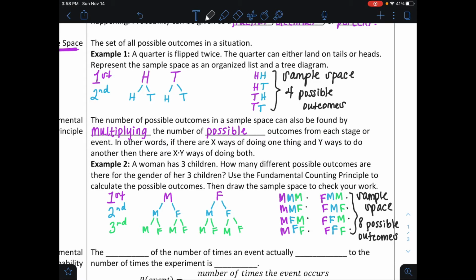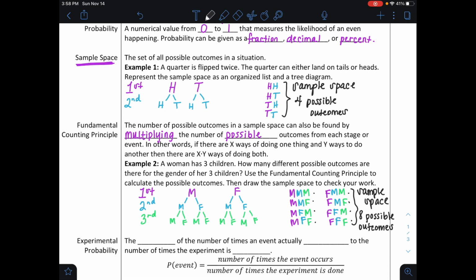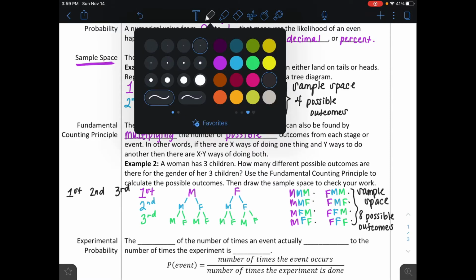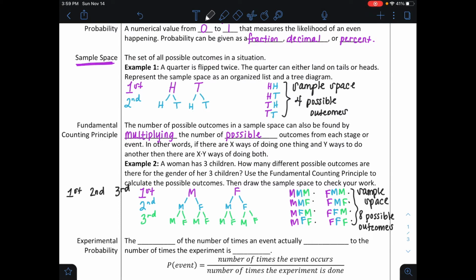Now, for the fundamental counting principle, they're basically saying, hey, there's a shortcut to figuring out how many possible outcomes there are. What, you ask? By multiplying. So I'm going to do this over here. We got the first, second, and third event. For the first kid, we have 2 options. For the second kid, we have 2 options. For the third kid, we have 2 options. And then you just multiply those, and you get 8 possible outcomes. So the sample space is 8 possible outcomes.